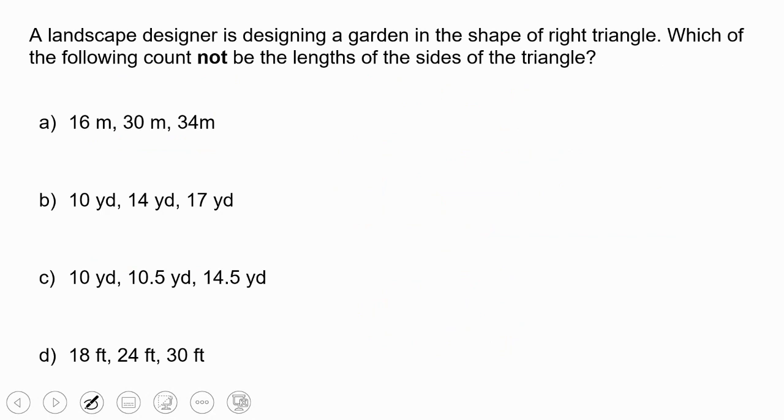Now, let's look at this one. It says a landscape designer is designing a garden in the shape of a right triangle. So we already know that he's going to shape his garden as a right triangle. Which of the following could not be the lengths of the sides of the triangle? Okay, so I'm going to do my small, medium, and large thing, my ABC. So this is going to be my A, my B, and my C. And I'm just going to go ahead and label that for all of these. This is A, this is B, and this is C.